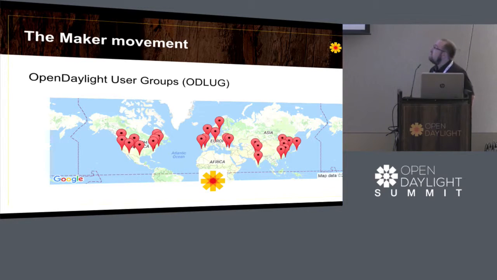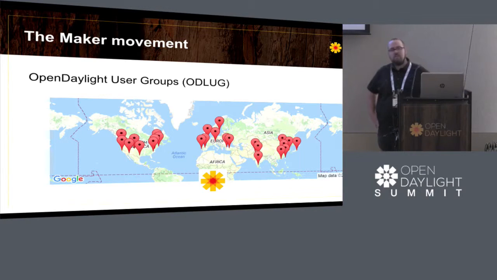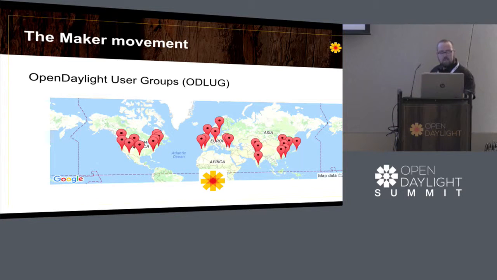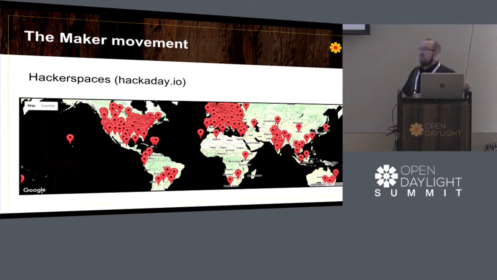And this is something I found interesting. You find this on the OpenDaylight website. This is the current OpenDaylight user group. Those are the current active communities around the world that are using OpenDaylight. And I was looking at whether there is any potential to make this bigger and have more people involved. And this is Hackaday.io. Those are hackerspaces around the world, and only those by Hackaday. So I think there's big potential to have more people involved in the OpenDaylight project.